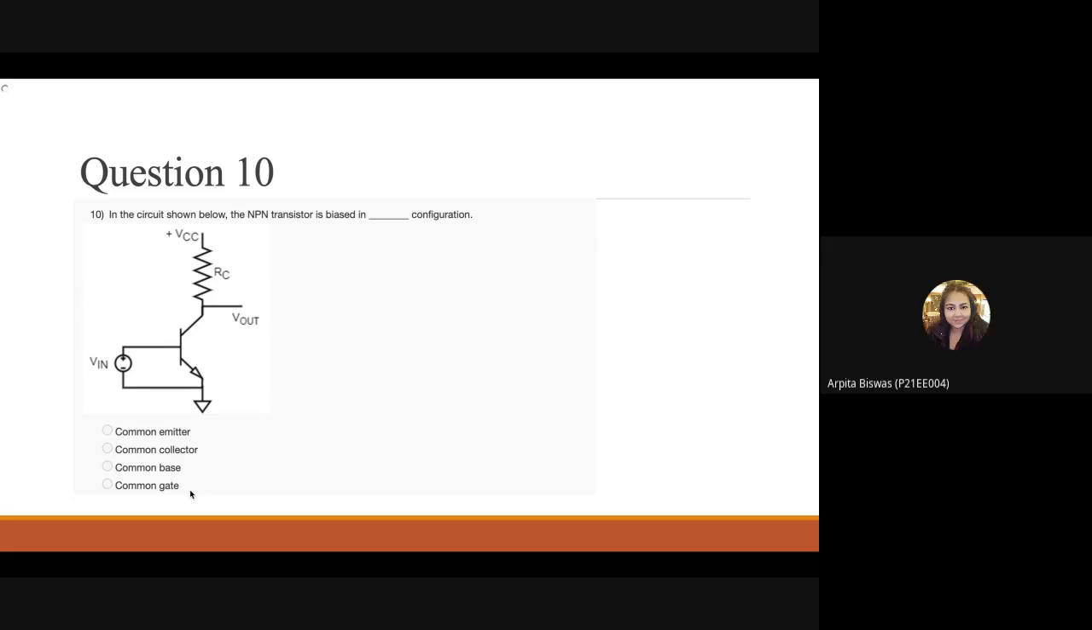Balasurya? Okay. Can you explain a little bit about why it is common emitter? As the emitter terminal is grounded, it is common. Yes, ma'am, this emitter is grounded. That's why it is the common emitter.